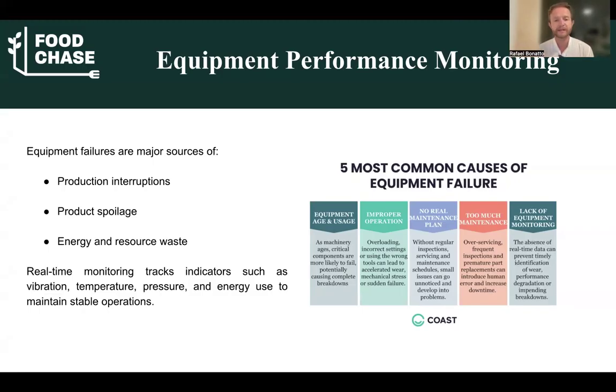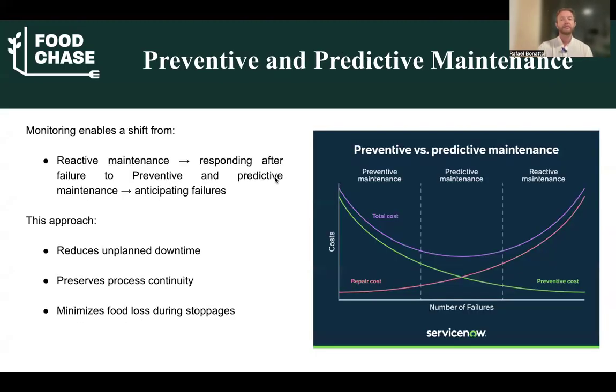Real-time monitoring tracks indicators such as vibration, temperature, pressure, and energy used to maintain stable operations. Okay? Preventive and predictive maintenance. Now we have a comparison here for you to understand the difference. You see the graphic on the screen now, but I start with the left column.